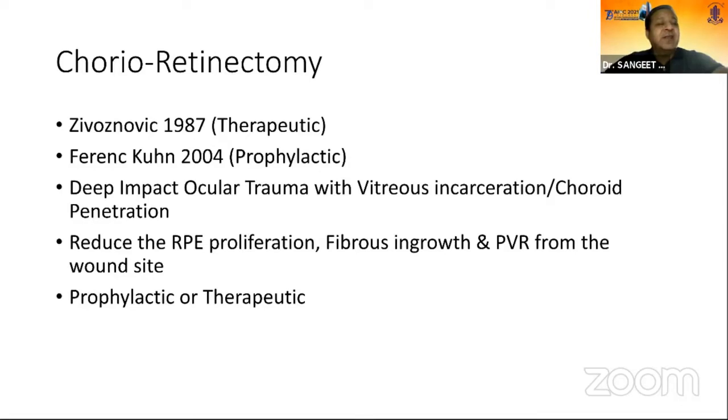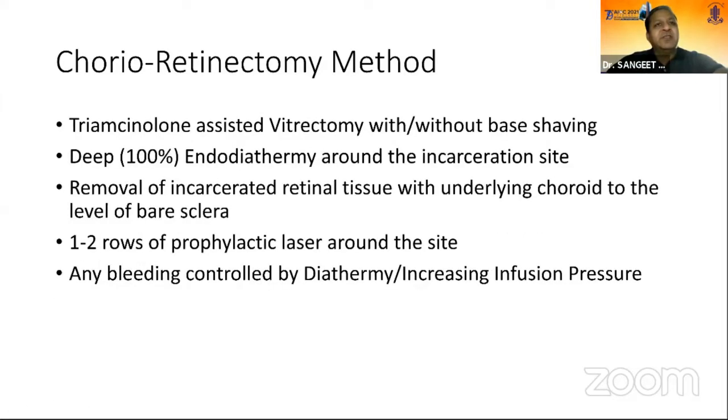What is chorioretinectomy? Where is chorioretinectomy done? It is done in deep impact ocular trauma, where we have incarceration of the vitreous or a penetration of the choroid, and it is supposed to reduce the RPE proliferation, the fibrous ingrowth, and PVR from the wound side. As I mentioned earlier, it can be done as a prophylactic or a therapeutic procedure.